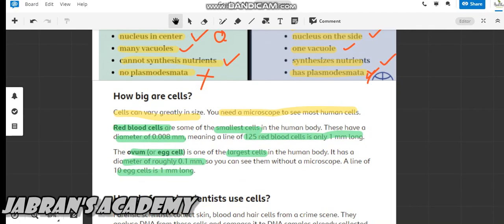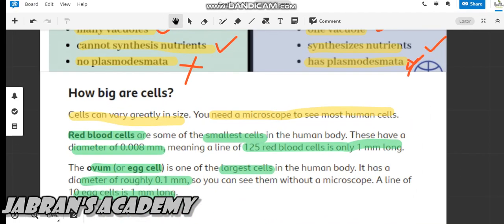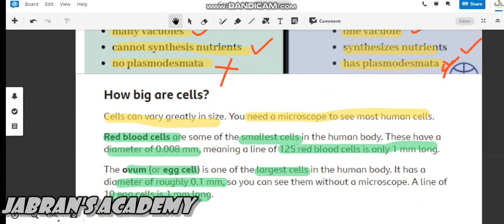Now we will discuss how big cells are. They can vary in size. Some cells are so small and some are so large. Without going into detail, to avoid making it long or complex for you, I will simply define it. The red blood cells are the smallest cells, and the ovum cells are the largest cells.